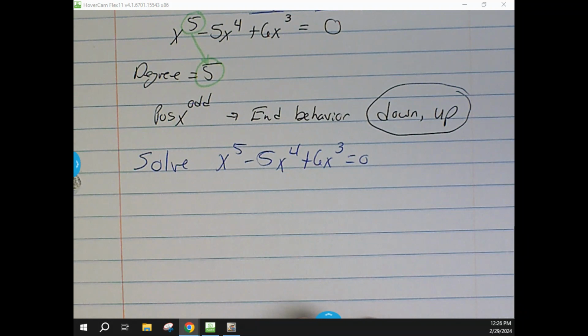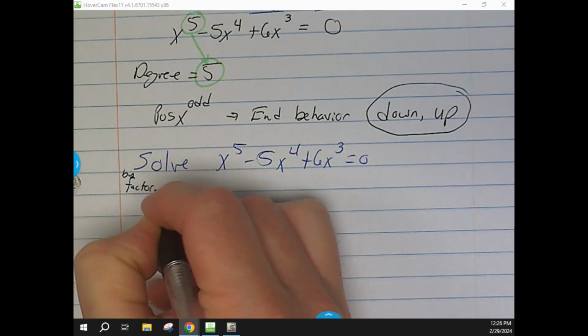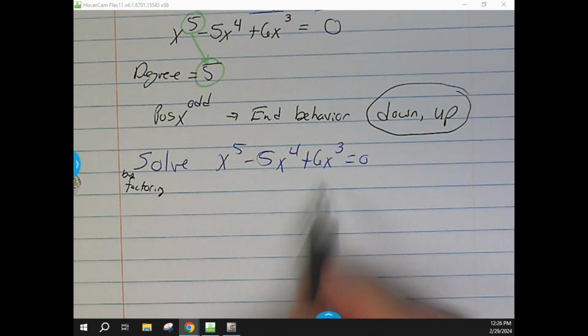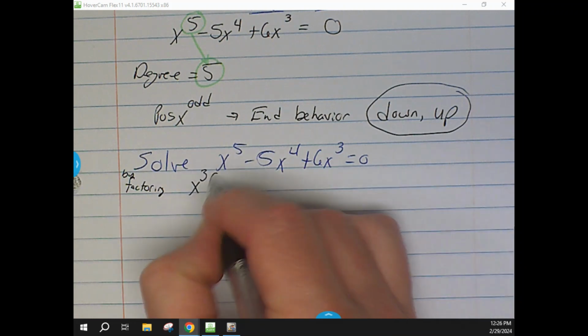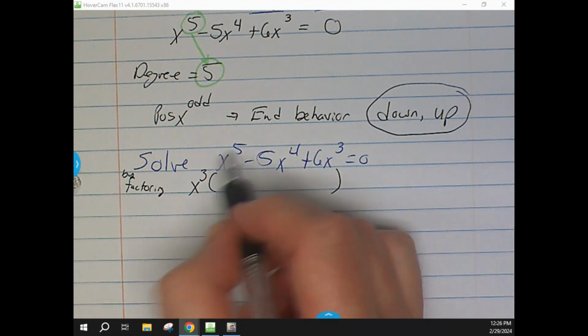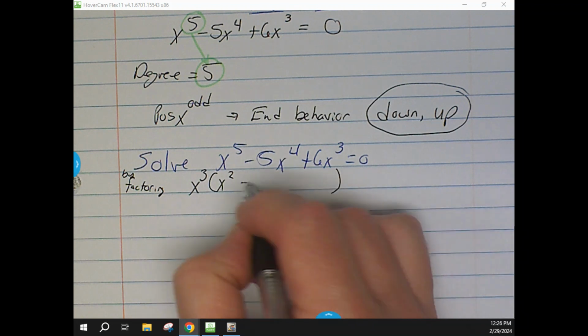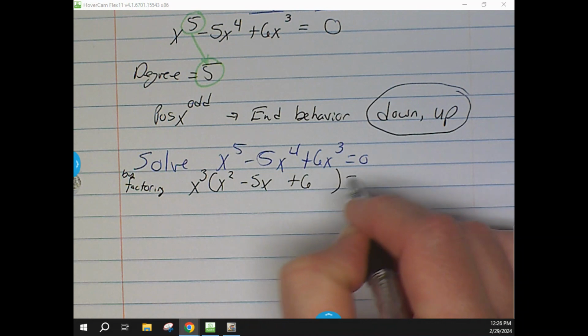Okay, so we've got x to the 5th, 5x to the 4th, 6x to the 3rd. If we're going to solve this one again, we're still going to solve by factoring. First off, what do they all have in common? They all got x's, right? So we can take out the smallest amount of x's, which would be x to the 3rd. So this one, we take 3 x's out, we've got 2 left over. Take 3 of these out, we've got 1 left over. You take all 3 of those out, you've got just the 6 that's there.